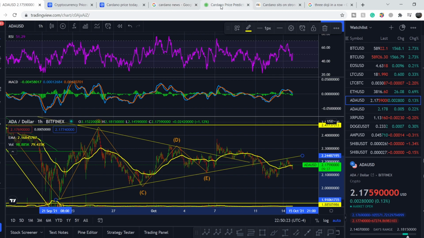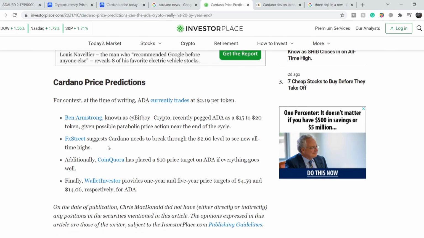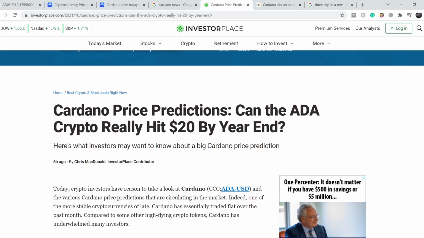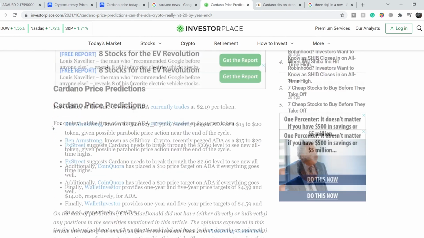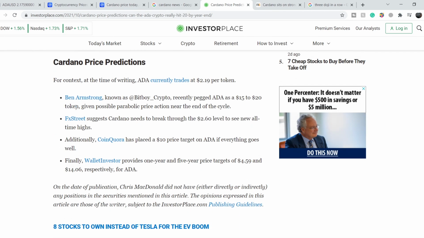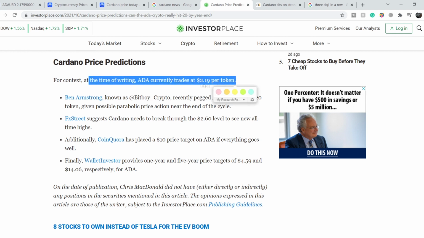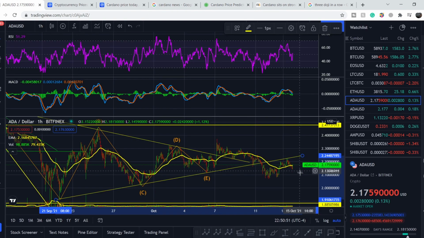And let me show you the recent news. We are on Investor Place, and this article was published 6 hours ago, and it's titled Cardano Price Predictions: Can the ADA crypto really hit $20 by year end? And we have several predictions, and let me quote these. For context, at the time of writing, ADA currently trades at $2.19 per token, and we are pretty much at the same level. We are at $2.17 per coin.